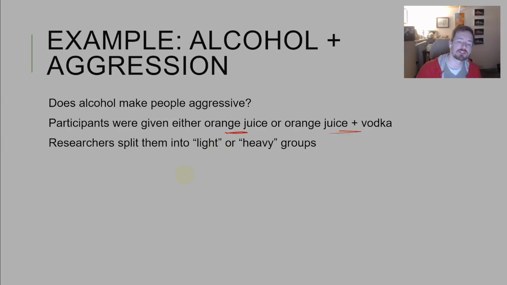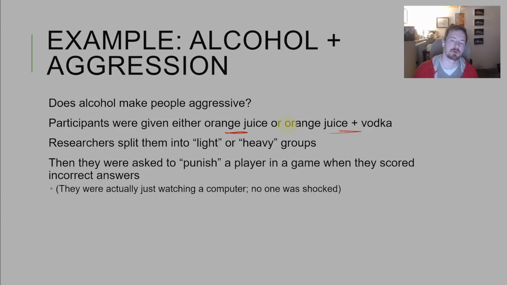And then researchers are going to split those folks up into light and heavy groups, referring to their body type. So people who are a little bit lighter in terms of weight and people who are a little bit heavier in terms of weight, that's going to matter when we talk about how the body metabolizes alcohol. So that's how they split up these groups. So we're looking in terms of weight or body type, and then looking in terms of whether or not they got the orange juice or the orange juice and vodka.